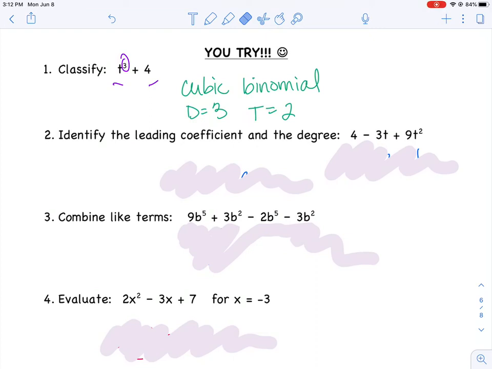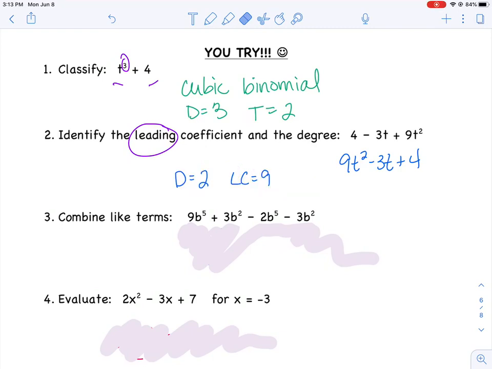All right, identify the leading coefficient and the degree. Now be careful. This one's kind of tricky because it says leading coefficient. It doesn't just ask for the coefficient of each term. It asks for the leading coefficient. And remember, in order to identify what the leading coefficient is, we have to make sure that we put our polynomial in standard form. So I'm going to do that first, writing it from highest exponent to lowest. And now I can say that my leading coefficient is the number in the very front, which is 9, and my degree is 2. This is a quadratic trinomial.